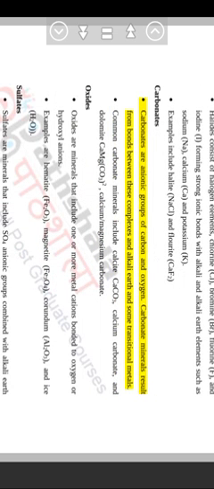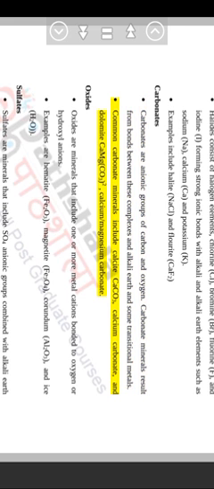Carbonates. Carbonates are anionic groups of carbon and oxygen. Carbonate minerals result from bonds between these complexes and alkali earth and some transitional metals. Common carbonate minerals include calcite, CaCO3, calcium carbonate, and dolomite, CaMg(CO3)2, calcium magnesium carbonate.